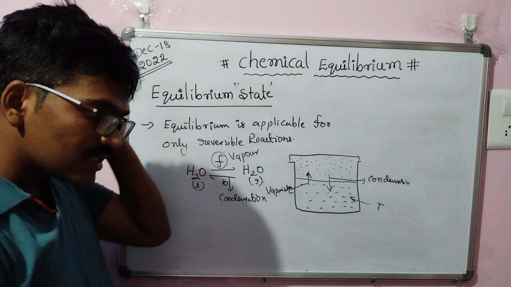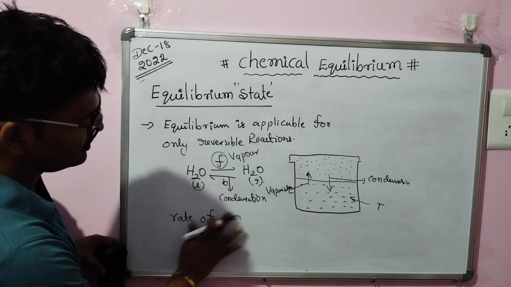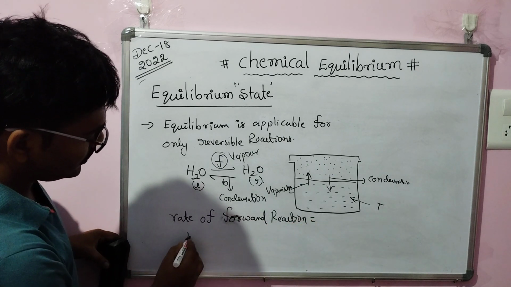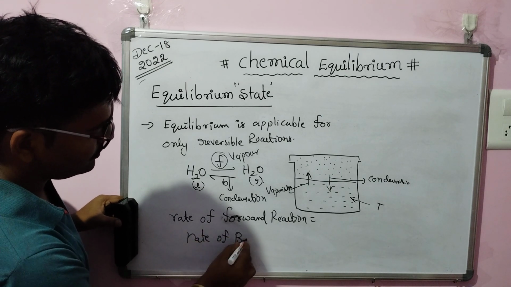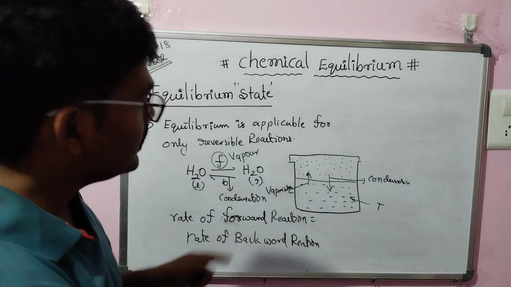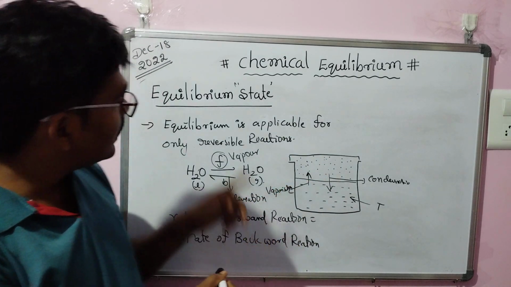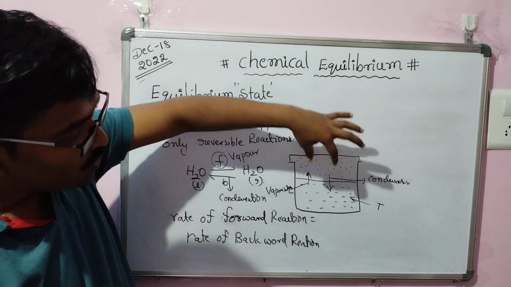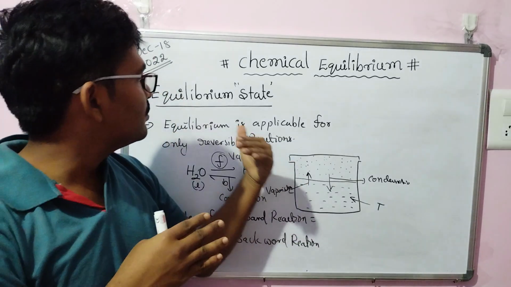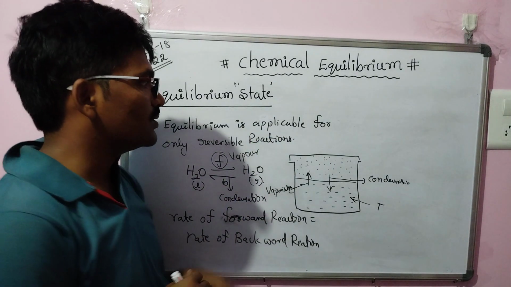Both reactions are happening. So here, the rate of forward reaction equals the rate of backward reaction. Look, at this place, liquid is converted to vapor and vapor is converted to liquid, simultaneously. The equilibrium state is nothing but when both rates, the rate of vaporization and the rate of condensation, are equal. Such a state is called the equilibrium state. Do all of you understand?